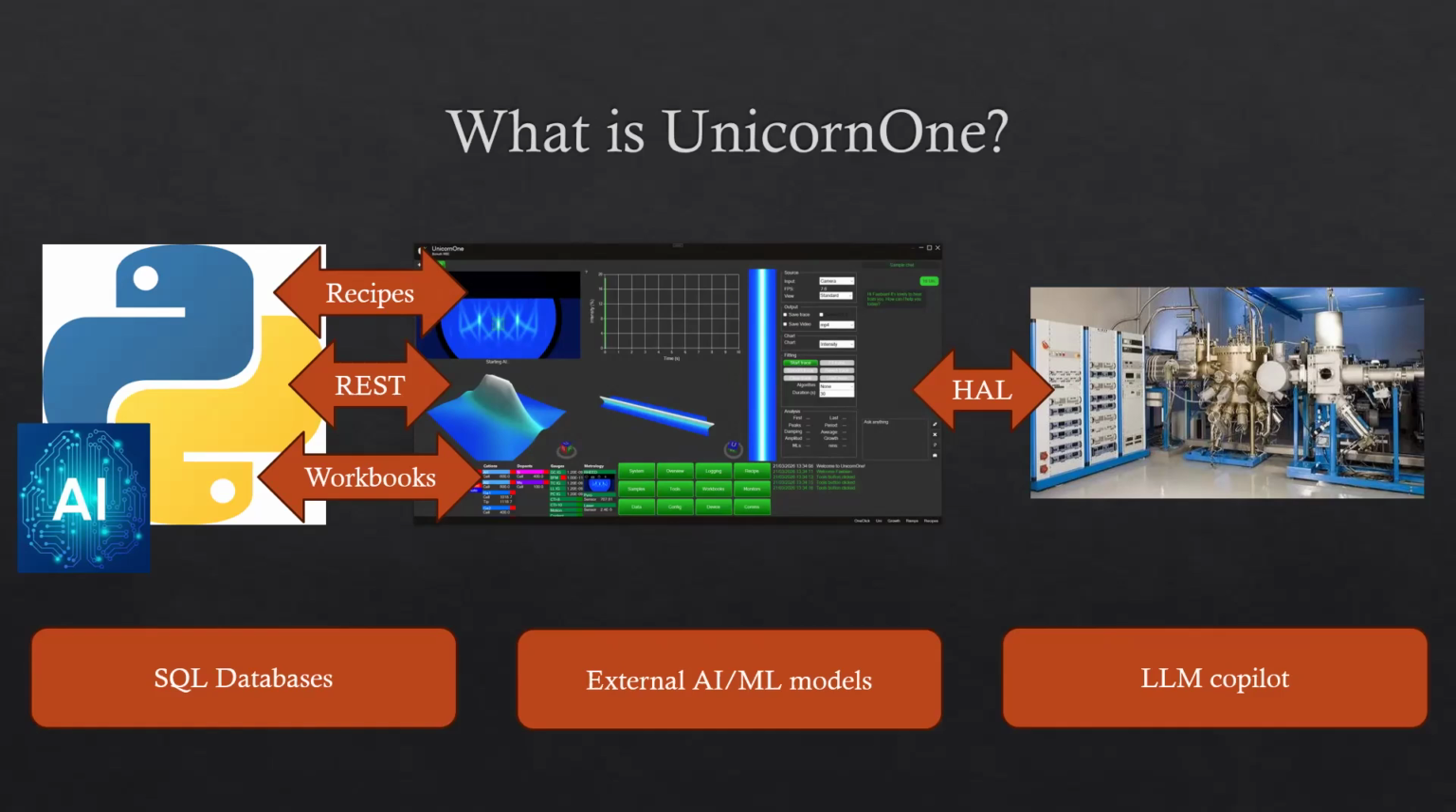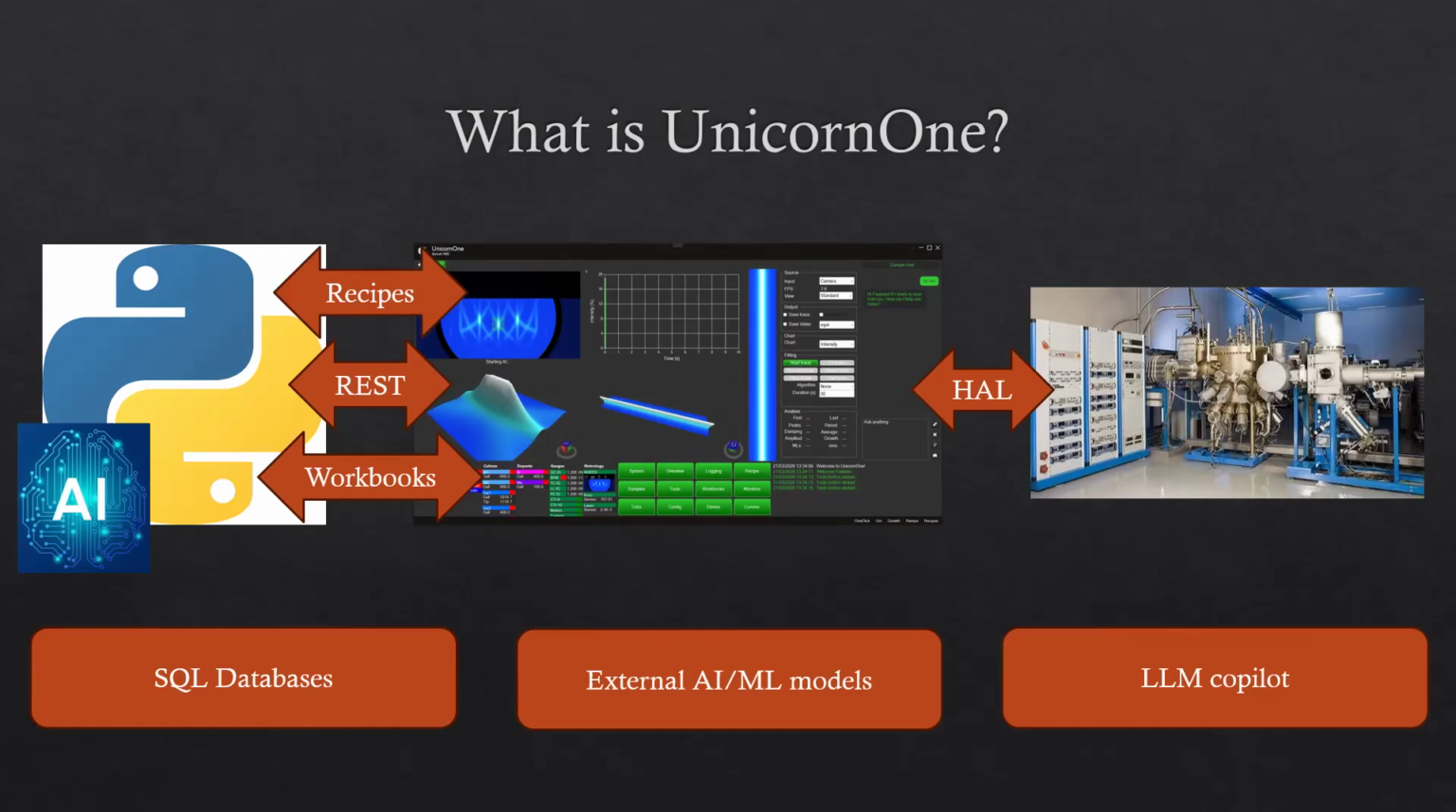UnicornOne takes a fundamentally different approach. At the hardware level, the UnicornOne hardware abstraction layer, or HAL, provides a consistent interface to the laboratory equipment. At the data level, system information is continuously abstracted, structured, analyzed, and stored, allowing process data, metrology data, system state, and analytical results to be accessed through common interfaces. This abstraction is what changes the problem.